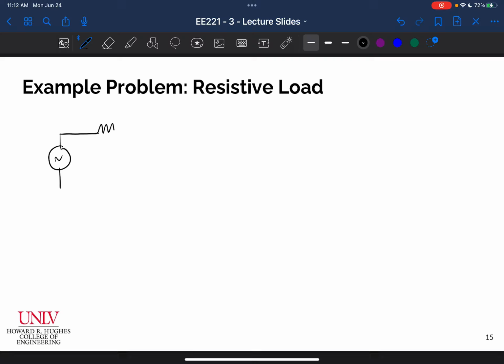All right, so we've kind of already done this. We've been doing this, but I'm going to go ahead and just do another one because why not? Let's say we have a sinusoidal source. Say we have a voltage divider here.